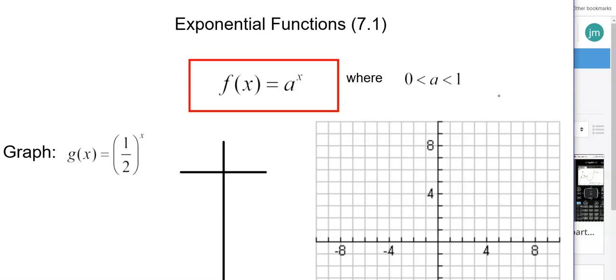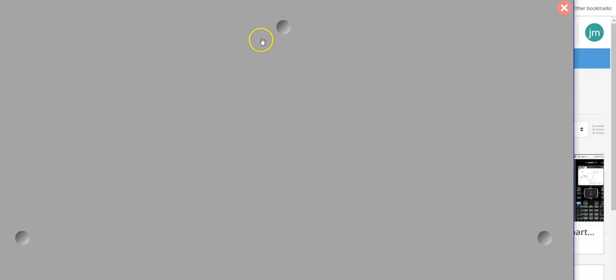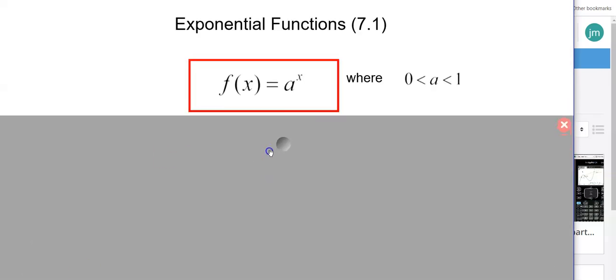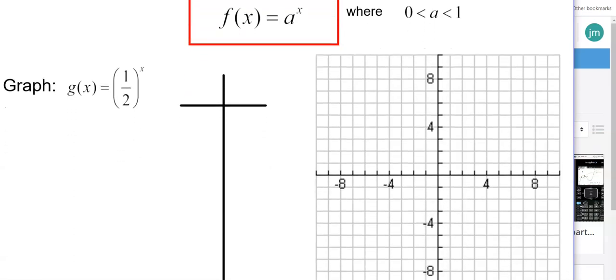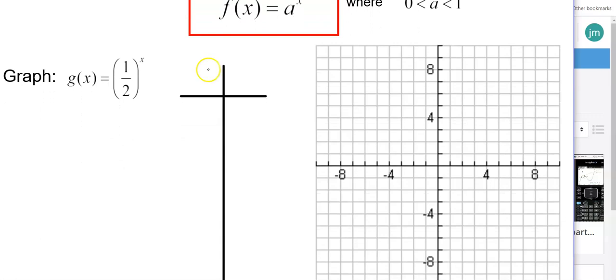There's a second parent. This parent function is when a is very small. So when a is a fraction, like 1/2 or 1/4 or 2/3 or 5/8, anything between 0 and 1 for that value of a. We'll do the main one, which would be 1/2. So we're going to plug in some points here. And again, this is one I want you to memorize. Let's just plug in some points to see what happens. 0, 1, 2, 3, negative 1, negative 2, negative 3.